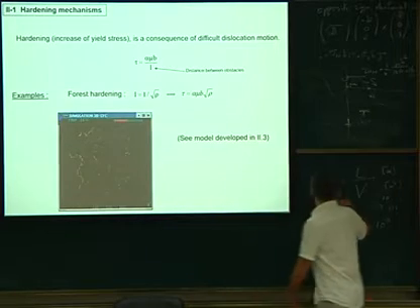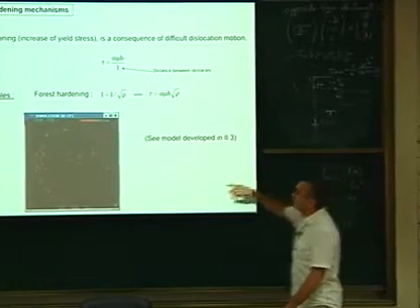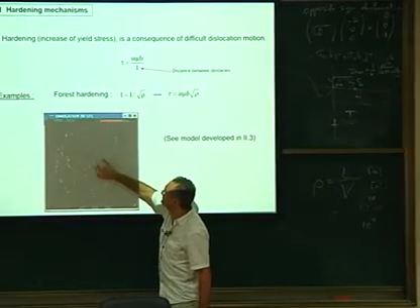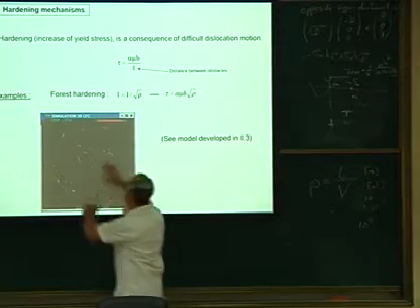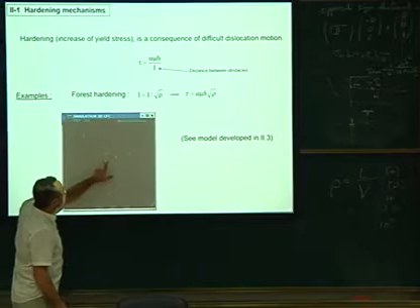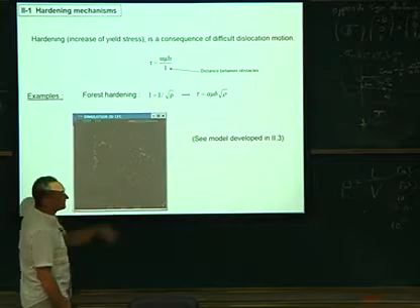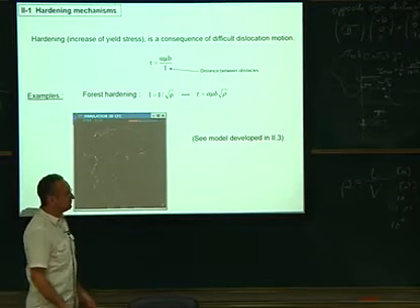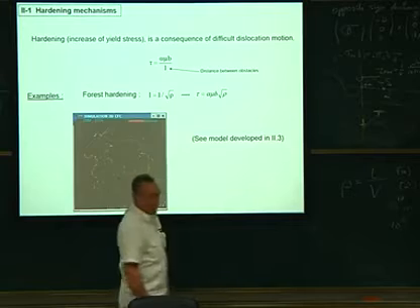From this dislocation density, you can compute the average distance between two forest nodes. Every time you have a given forest density, you can compute the distance between the obstacles, which is the inverse of the square root of rho. So 1 over square root of rho is L.